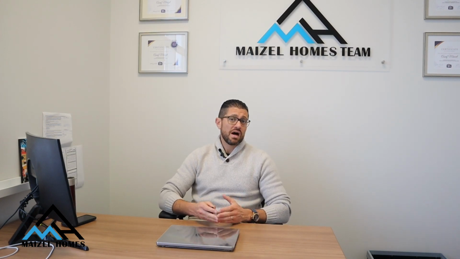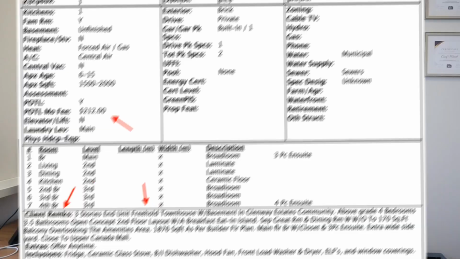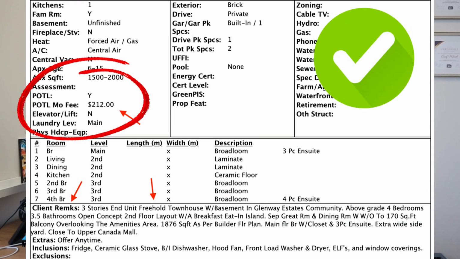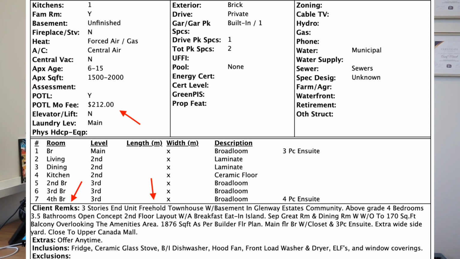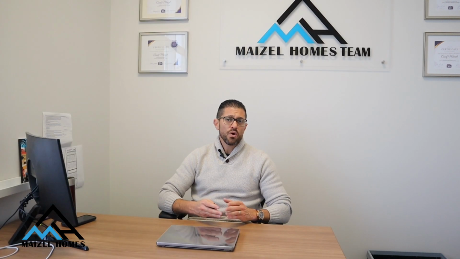Here is an example of how to do it correctly. Under the POTL section, indicate Y, which stands for yes, and then the amount right under it. Please notice that under client remarks, the agent indicated that it's a freehold townhouse, which is also correct. Both of these sections are visible for a client so they can make an informed decision.